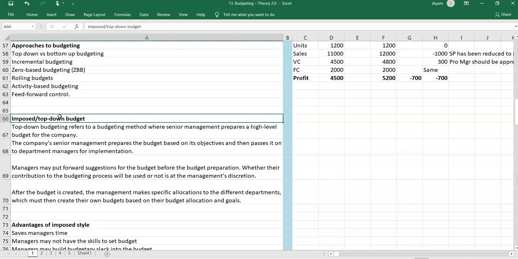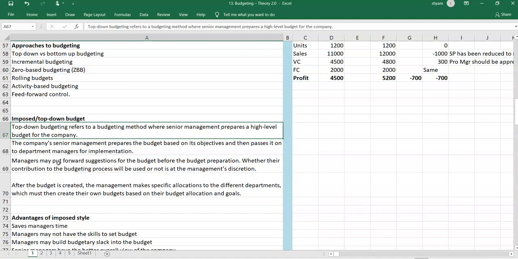The imposed or top down budget works like this. Top down budgeting refers to a budgeting method where senior management prepares a high level budget for the company. The company's senior management prepares the budget based on its objectives and then passes it on to the department managers for implementation. Managers may put forward suggestions before the budget preparation. Whether their contributions will be used or not is at the management's discretion. After the budget is created, the management makes specific allocations to different departments, which must then create their own budgets based on their budget allocations and goals.